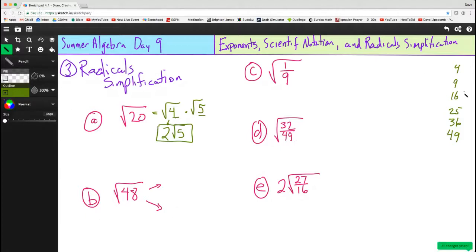Now over here with 48, I like to go from greatest to least. 49 doesn't go into 48, 36 doesn't, 25 doesn't, but 16 does. So I can rewrite this as the square root of 16 times the square root of 3, and that equals 4 root 3.